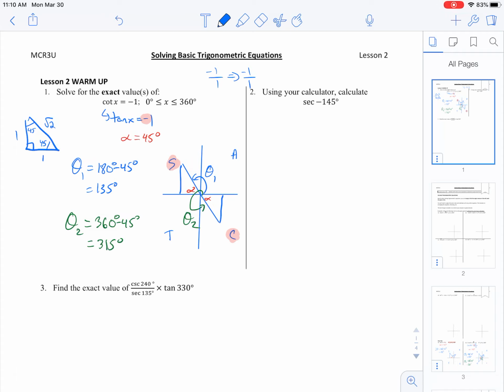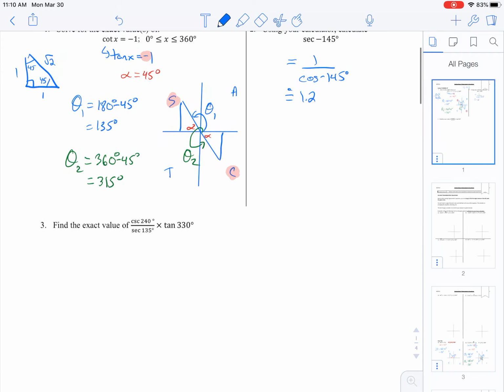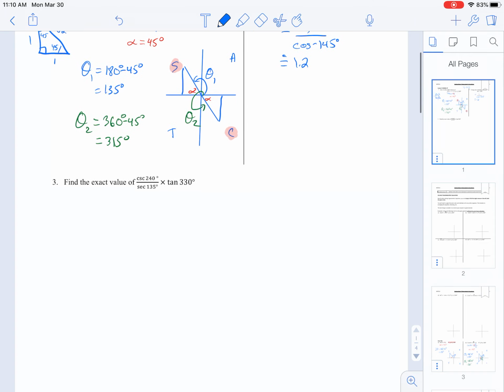The next one's just using your calculator. It says secant of -145 degrees. All you have to do with these ones is flip the whole thing. So it's the reciprocal value, and secant matches up to cosine. So I take 1 over cosine of -145, and that's approximately 1.2. Those ones are a bit tricky just to remember what to do.